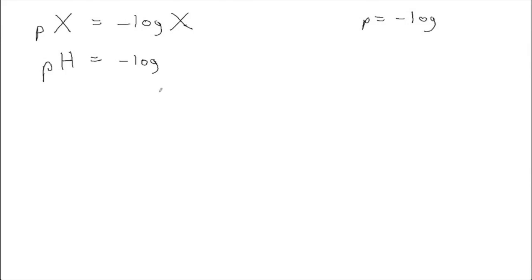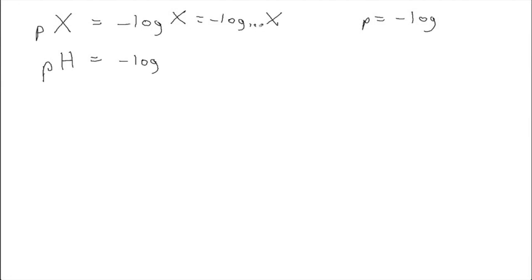Now, for one thing, let's go back to what P of X means. What does P of X mean? It means the negative log of X. What do you think is the base of this log? 10. How do you know? Well, we discussed this last time. If you're not told the base, you should assume the base is 10. So we could also say this is negative log base 10 of X.